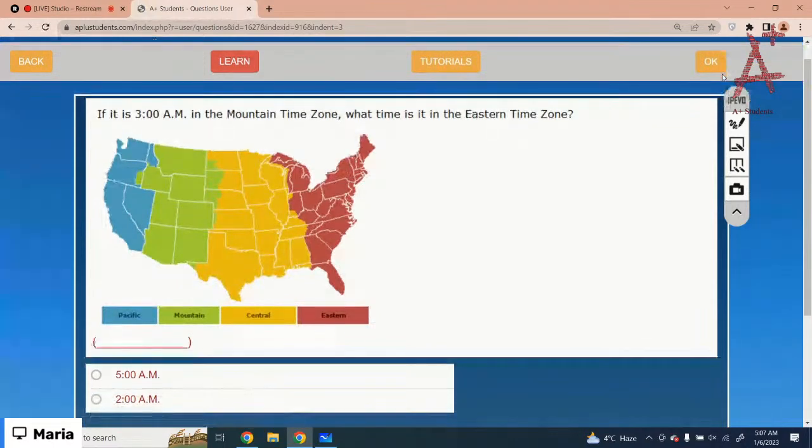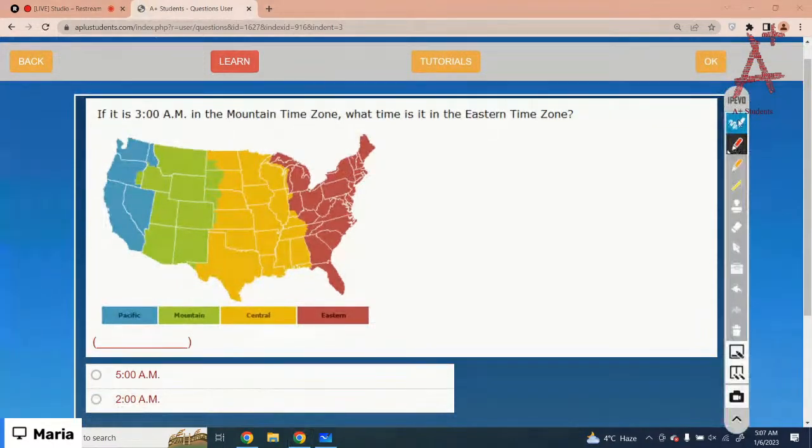Okay, if it is 3 a.m. in the mountain zone, what time is it in the Eastern time zone? 3 a.m. in mountain. Here you have the mountain zone. Here you have 3 a.m. What time is it in the Eastern time zone? You have to calculate the time in Eastern.